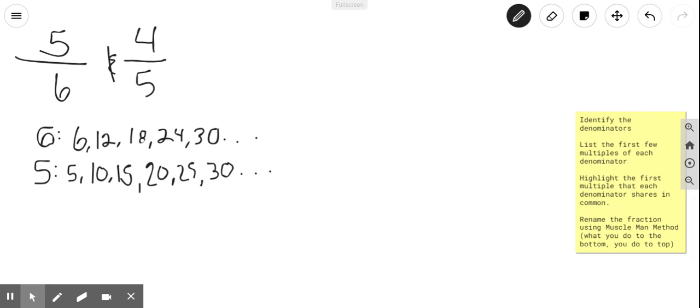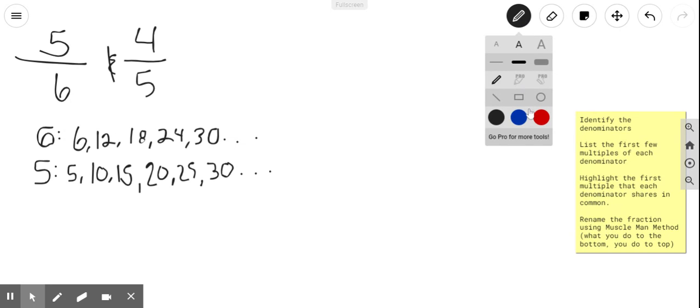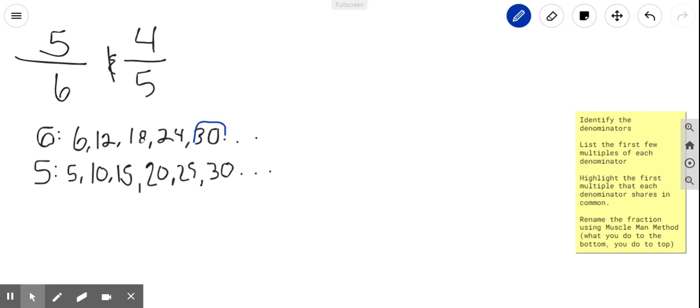and so on. So the third step is to highlight the first multiple that each denominator shares in common. So I'm going to look at these two lists, and I'm going to see if there's any numbers that these two lists share in common. And I notice that we have the number 30 that both numbers share in common. So this is going to be the least common denominator.